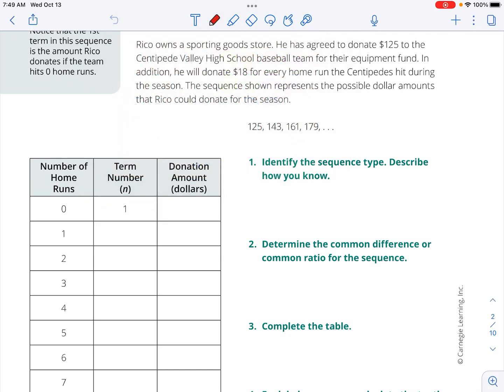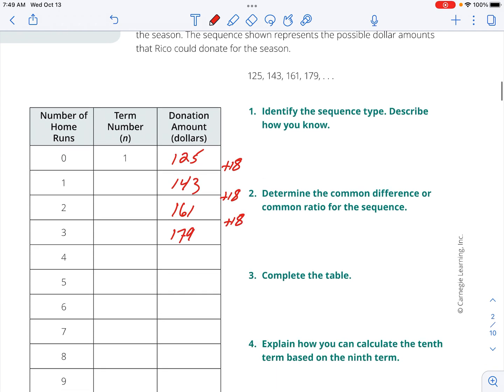There we go. So if they hit no home runs, we're going to start off with a $125 donation no matter what. Now, they start hitting home runs, and then we start increasing that by $18. So then he would donate $143 for one home run, and then another $18 for another home run, and then another $18 for another home run. And that pattern continues on down.